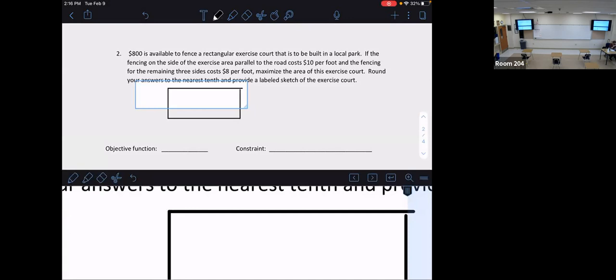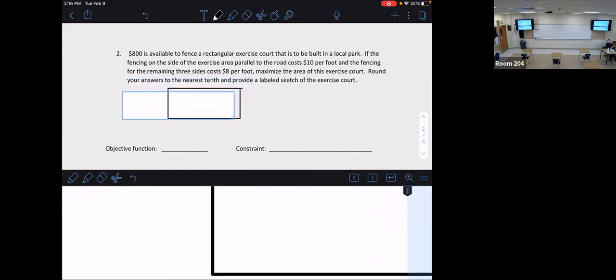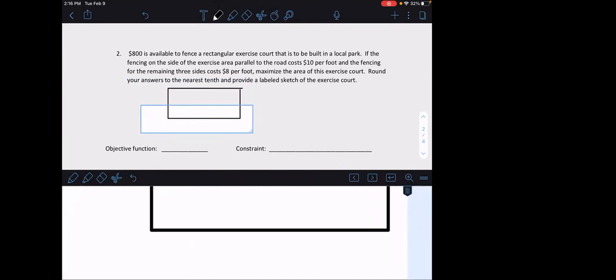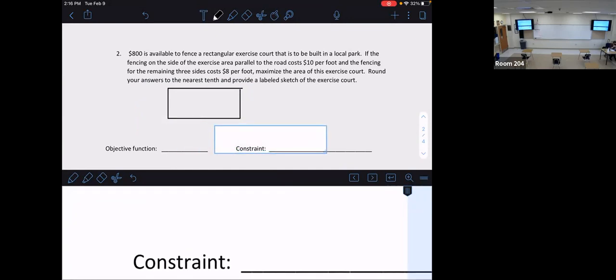So I'm going to read, and I'm going to call on people to tell me what this means. So $800 is available to fence a rectangular exercise court that is to be built in a local park. Okay, so given that, Sheldon, what do you think the 800 is going to be? The 800, that's going to be the constraint. I think so too. Okay, so Ben, if you can just write so far, 800 equals, and then we'll figure out the rest.